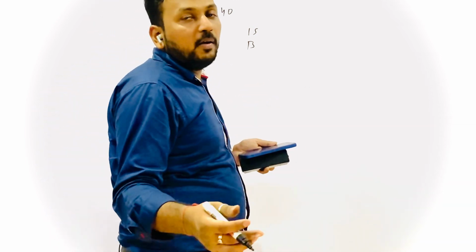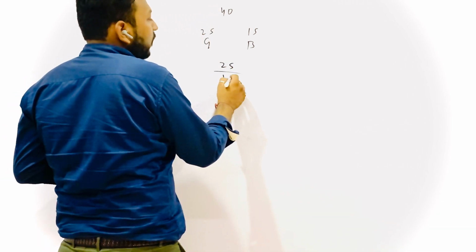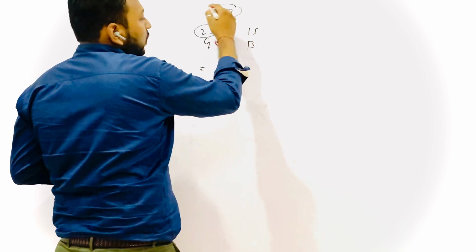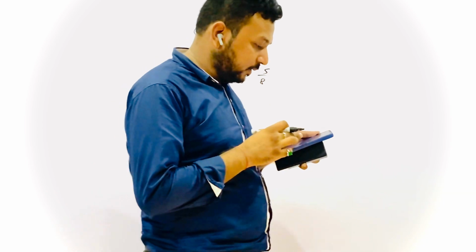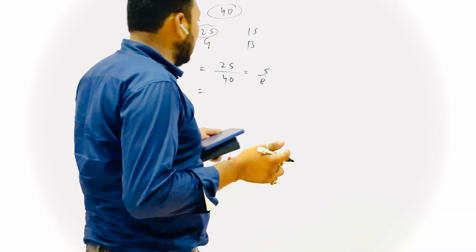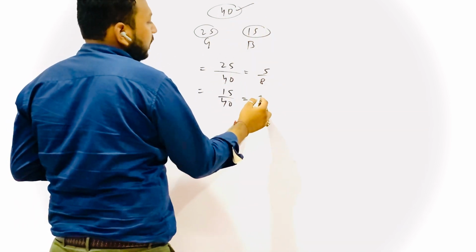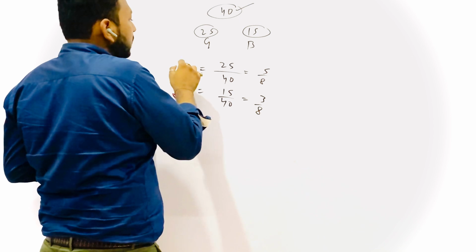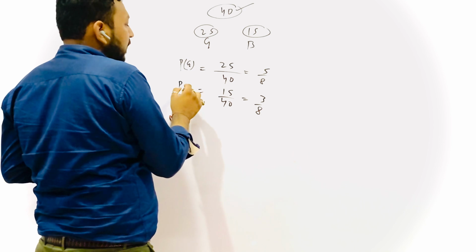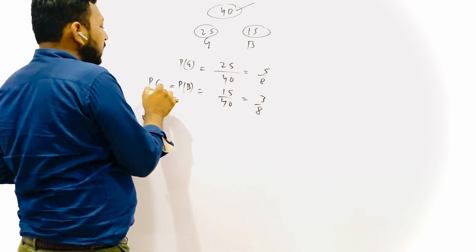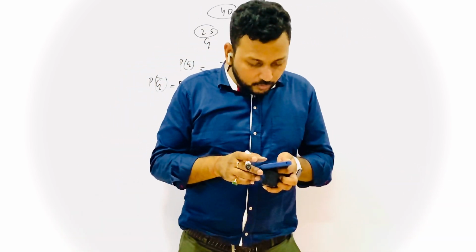Obviously the probability of getting a girl's name is high because there are more girls. So what is the probability? 25 girls upon 40, favorable outcomes upon total outcomes, so 5 by 8 will be the answer. And the probability of getting a boy, favorable outcomes upon total outcomes, is 15 by 40, that is 3 by 8. So you can calculate it from this also. This is the probability of getting a girl, P(G), and this is the probability of getting a boy, which we can write as P(G bar), the complement.